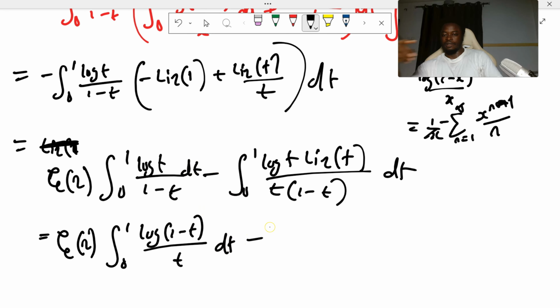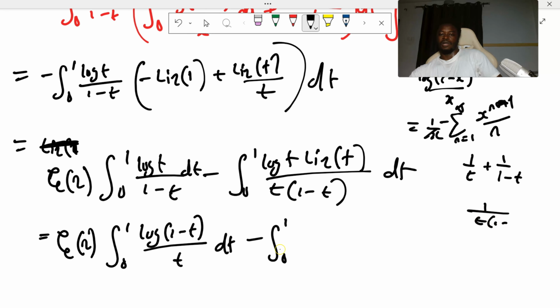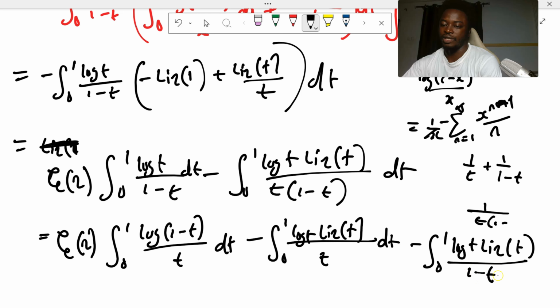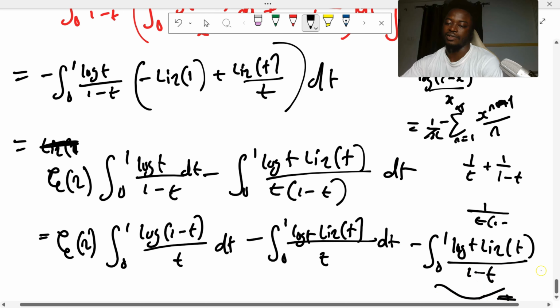Then you have minus, for this other part, the integral from 0 to 1, because 1 over t plus 1 over 1 minus t is just 1 over t times 1 minus t. So you have the integral from 0 to 1 of log t dilogarithm of t all divided by t dt minus the integral from 0 to 1 of log t dilogarithm of t all divided by 1 minus t dt, and this is basically equal to I.